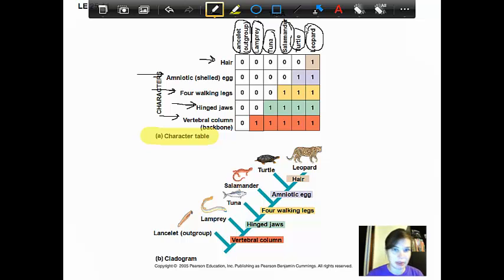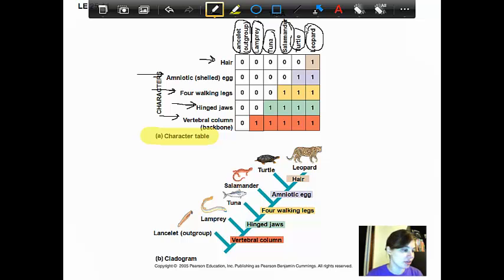It's very closely related to the lamprey, but it is different because, as I said, it does not have this backbone. So if you look here, hair, no eggs. Well, no shelled eggs. Doesn't have 4 legs, doesn't have hinged jaws, it doesn't have a backbone. So that gives us a clue that the things the lancelet has are the primitive characters, and once we start moving away from what that lancelet had, we're talking about derived characters.